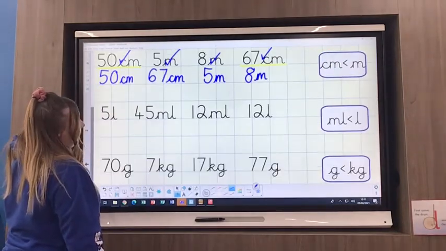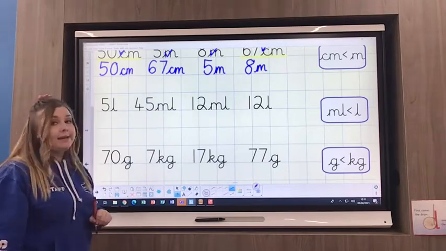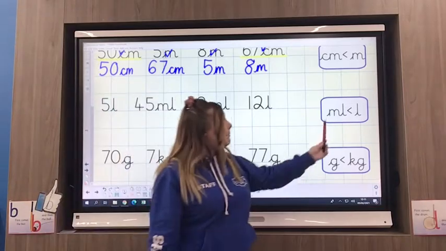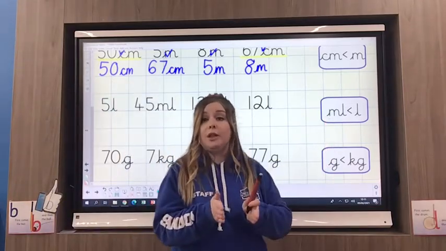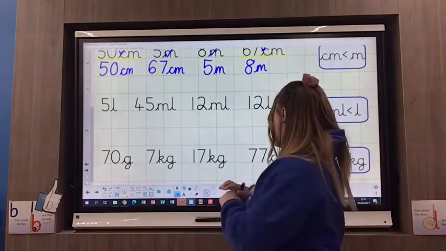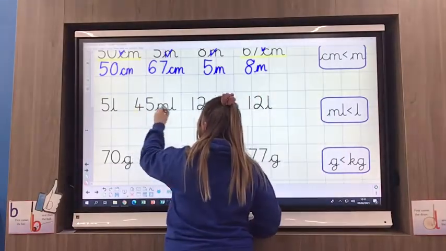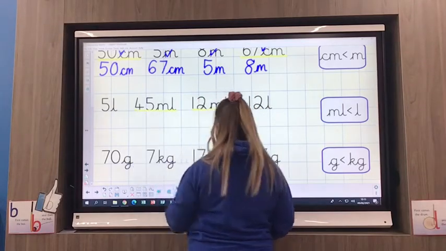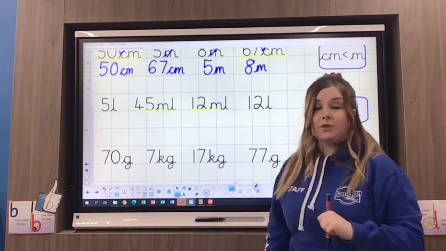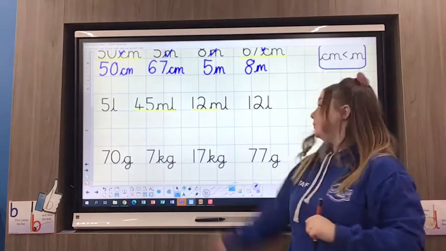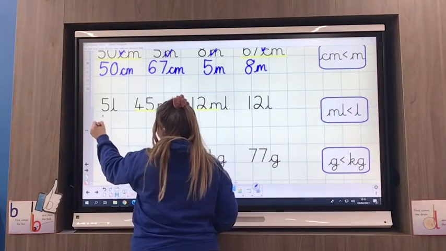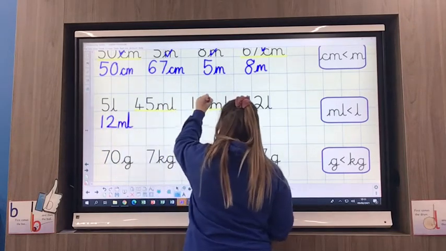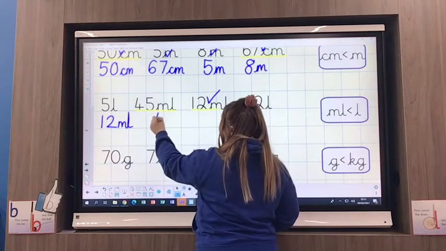So this time, we are measuring capacity, okay, so the amount of liquid, and we know that millilitres are smaller than litres, so let's start by finding our millilitres. So we've got 45 millilitres or 12 millilitres. Which of those is the smallest? 12, well done if you got that right at home. And then 45.